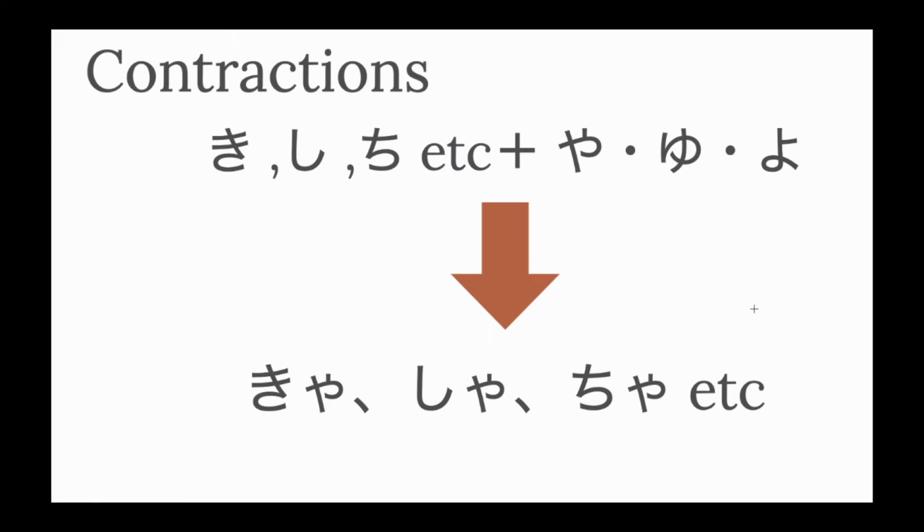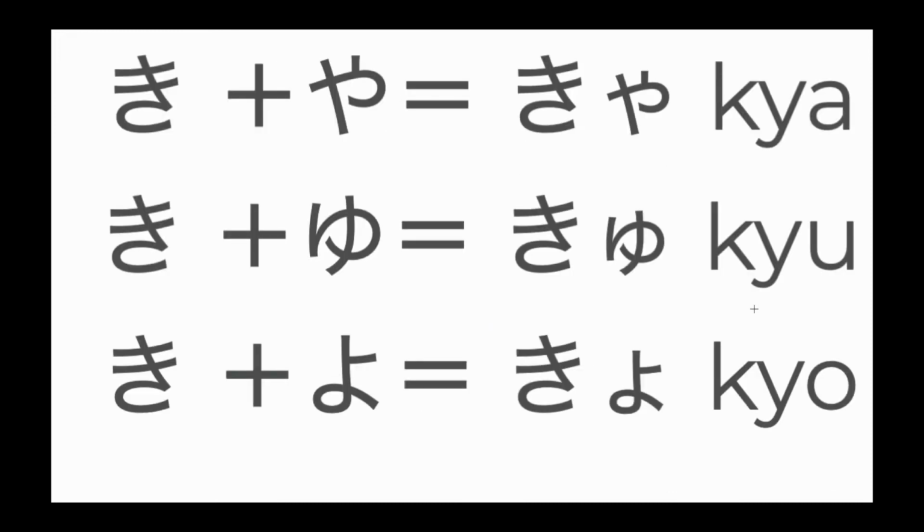Next, the additional kana we're going to see are called contractions. So the I line, what is the I line? Your ki, shi, chi, ni, hi, mi, ri, bi, pi, all the consonants under the I vowel are called the I line. Any consonant from the I line, when combined with ya, yu, or yo, will produce a new sound. Let's look at it one by one.